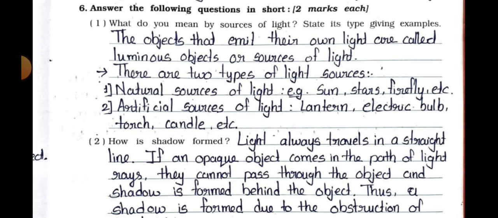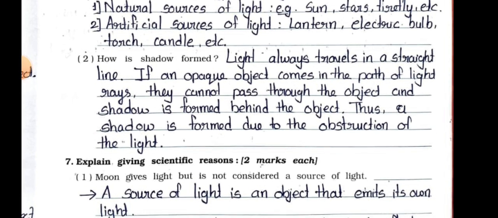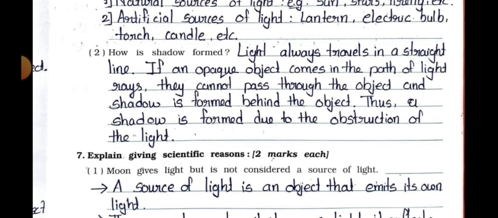There are two types of light sources. Number 1, natural source of light, examples: sun, stars, firefly, etc. Number 2, artificial source of light: lantern, electric bulb, torch, candle, etc. Number 2, how is a shadow formed?